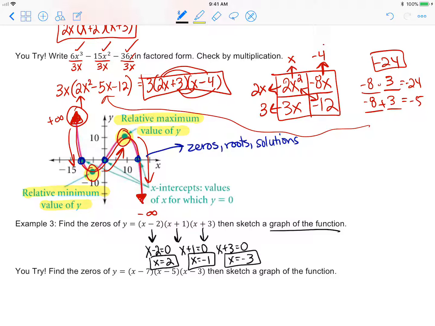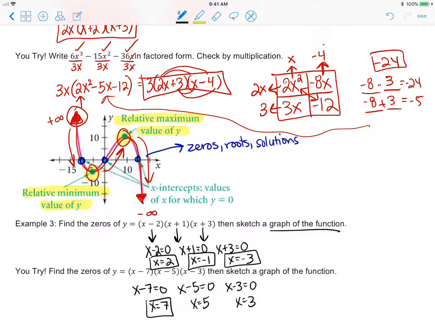So pause the video, try this next one out and then hit play to see if you got it right. Set each one equal to 0, because that's where the zeros are at 0. And it looks like we have an x-intercept at 7. We have an x-intercept at 5, and we have an x-intercept at 3.